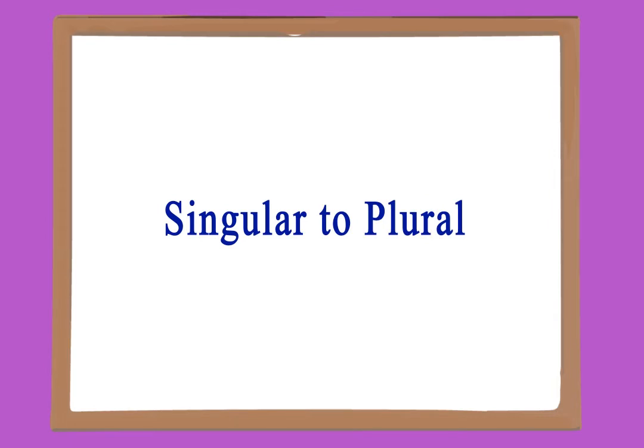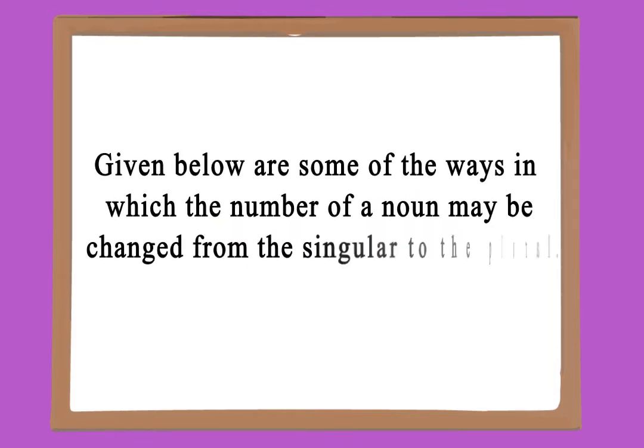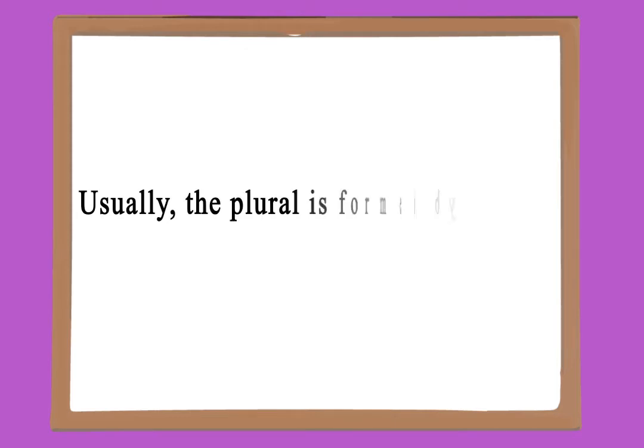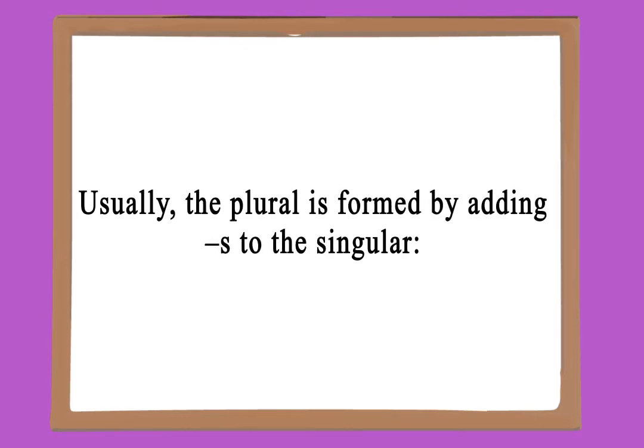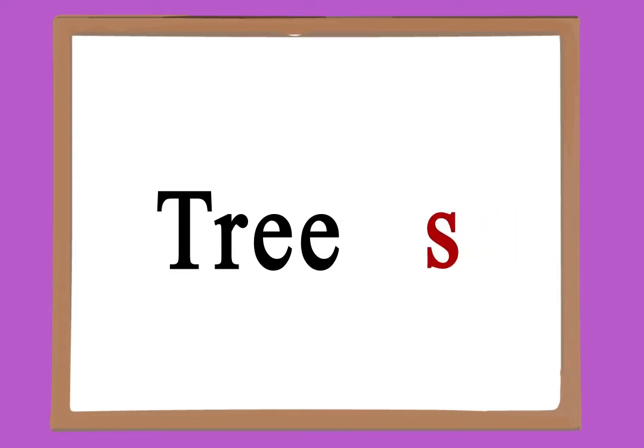Singular to plural. Given below are some of the ways in which the number of a noun may be changed from the singular to the plural. Usually, the plural is formed by adding s to the singular. Tree, trees.